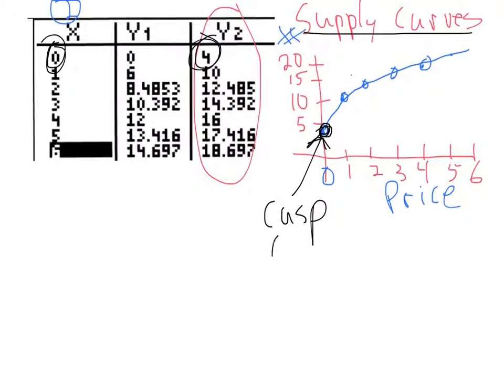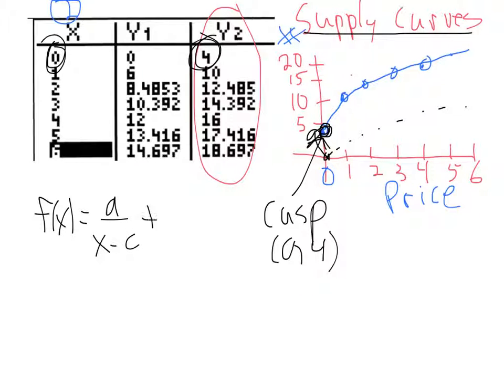So our cusp is (0, 4), and in this case, if we look at shifting, normally you would see it with the cusp at (0, 0), so the cusp has been shifted up by 4, just like a vertex, and so that's at (0, 4). So nothing left and right in terms of translations, but it's up by 4. So let's write that. f(x) is a over x minus c plus d, and in this case we have a over x minus 0 plus 4.